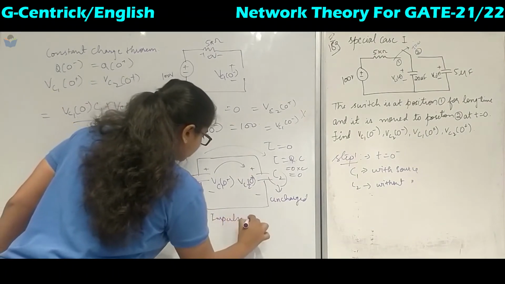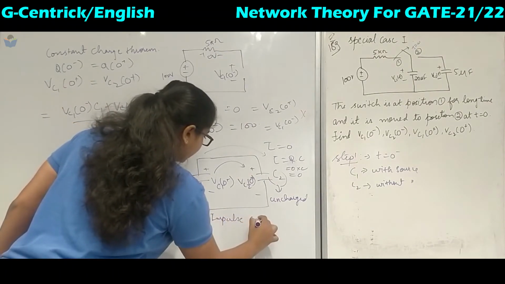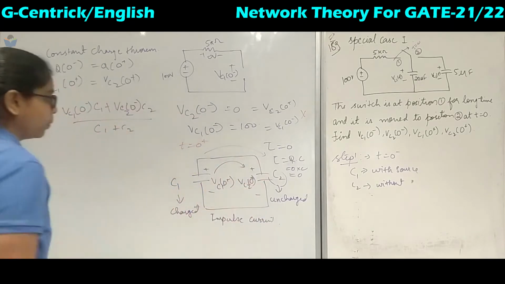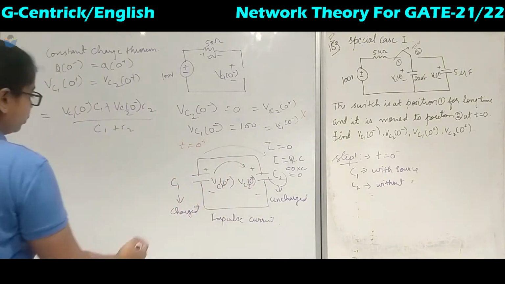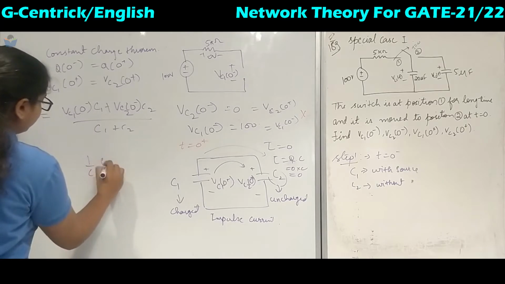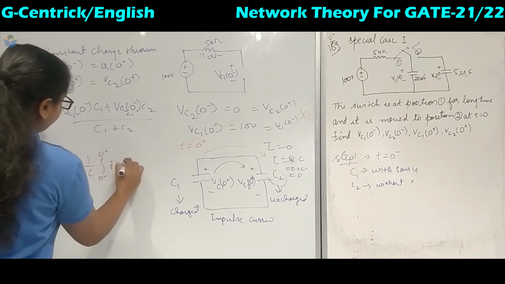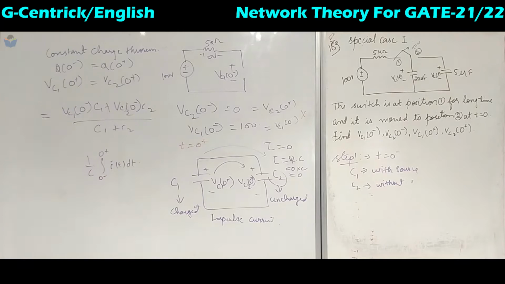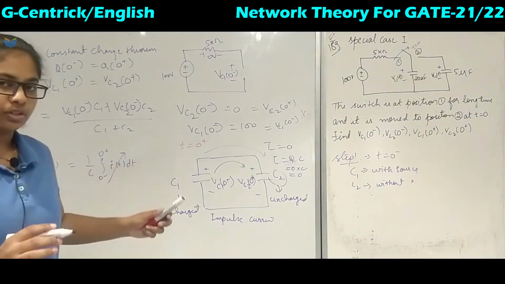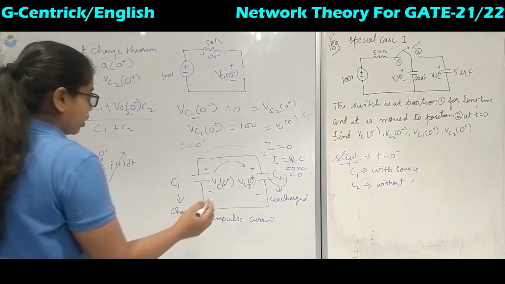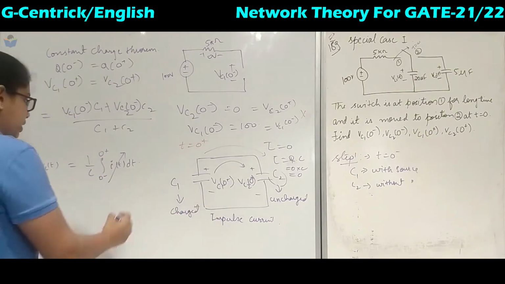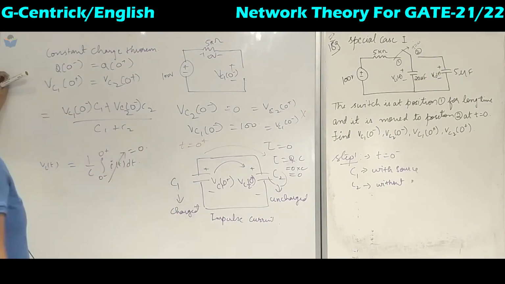Why is it happening? It is because of the impulse current flowing in this circuit. We have seen the formula, which says 1 by C times the integral from 0 minus to 0 plus of I of t dt, which is nothing but equal to Vc of t. This will be equal to 0 only when the impulse function is not present. Since the impulse function is present here, we will not equate this to 0.